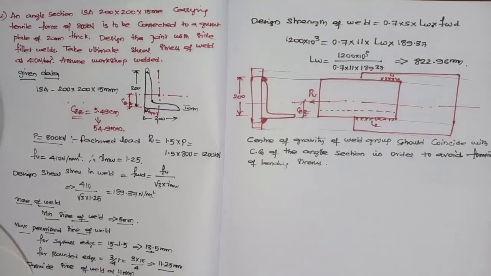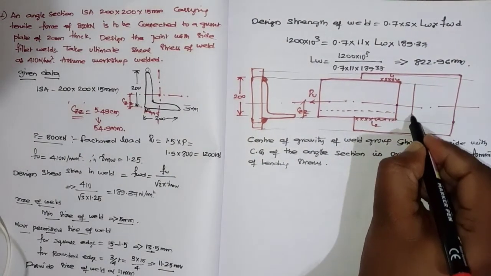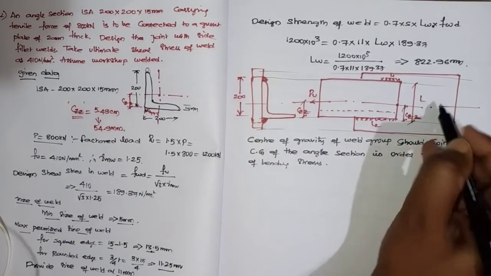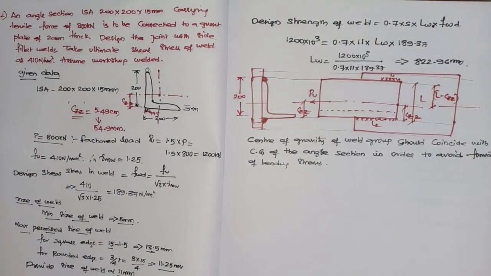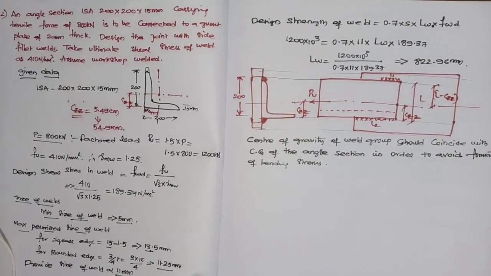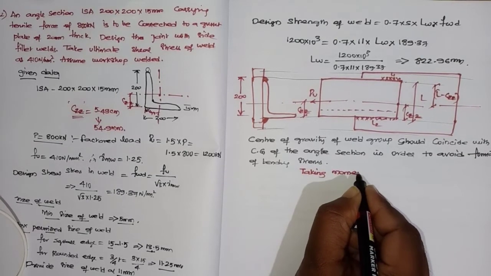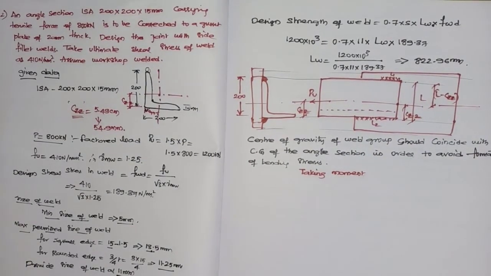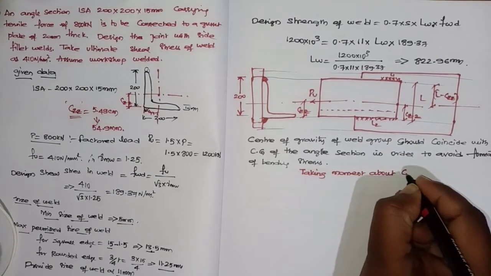Now, when only side welds are provided, you have to take moment about this point. What does this point mean? This is total L, this is CZZ, and this one is L minus CZZ. So, taking moments about the centroidal axis. When you are doing complete welding, you are supposed to take the corner. Taking moment about that corner point gives the length of the weld.